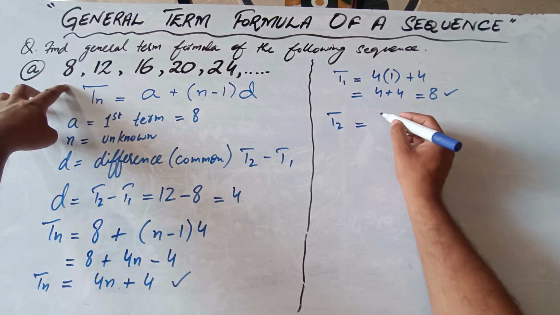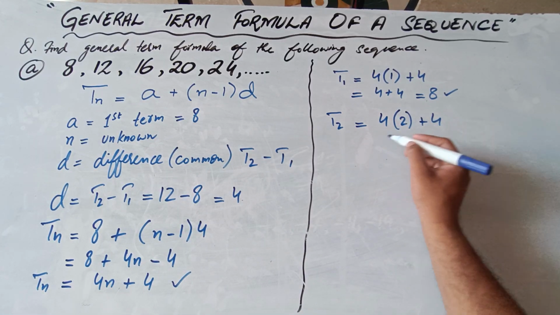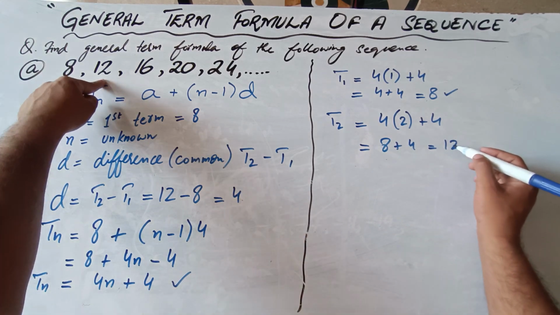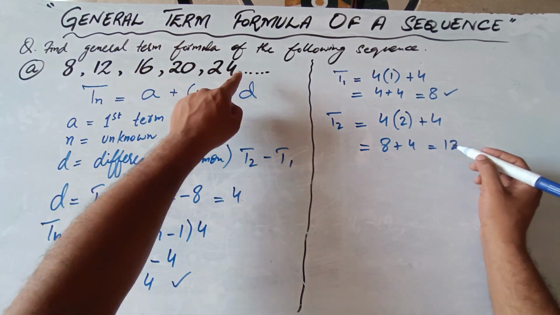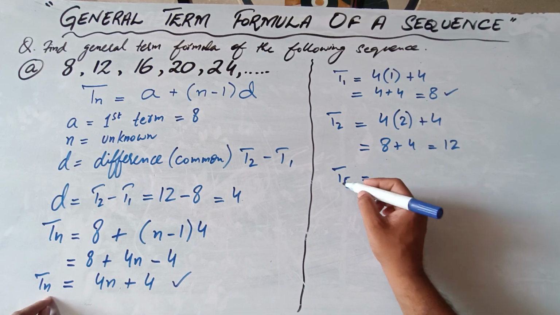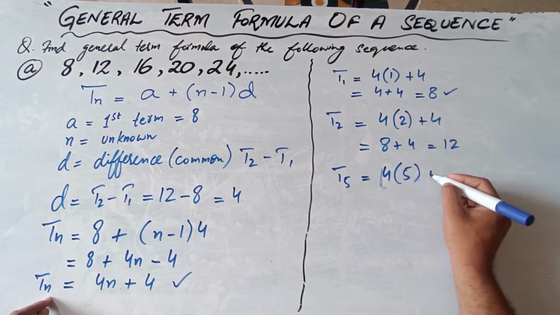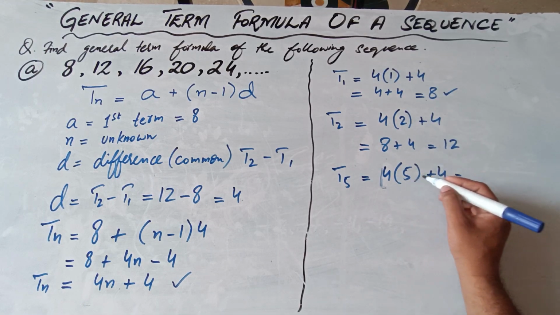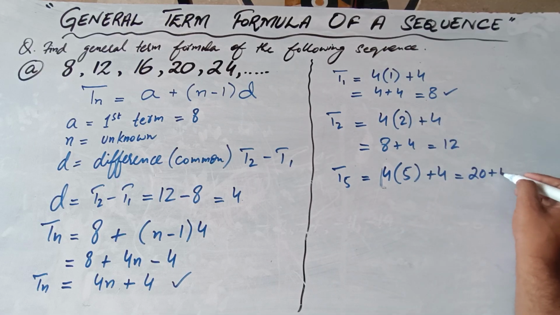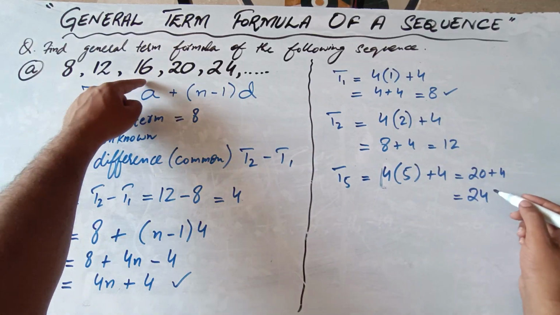Now in place of n, let's check by putting 2. Now 4 2s are 8. 8 plus 4 is equal to 12. Now you can see that the second term is 12. Now let's find the fifth term. In place of n, the fifth term would be equal to 4 times 5 plus 4. 4 5s are 20. 20 plus 4 is equal to 24. So you can see 1, 2, 3, 4, 5.